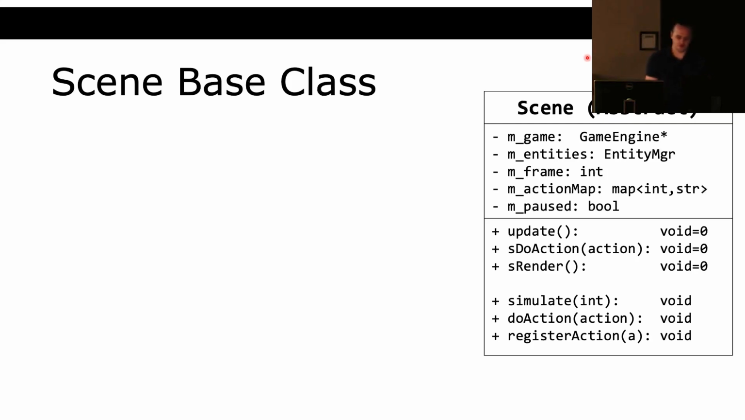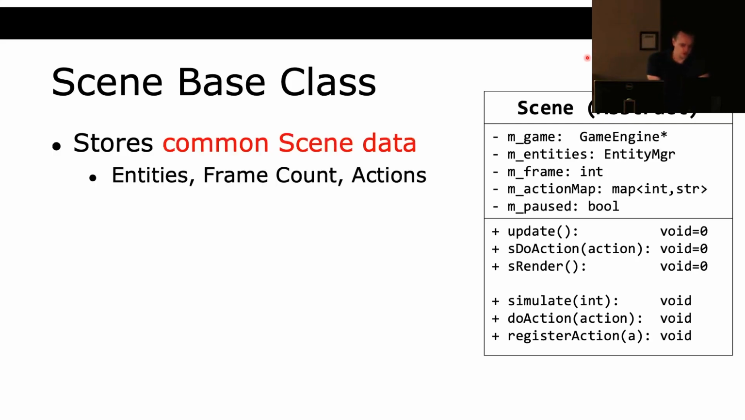So what's the stuff that's common to each scene? For example, each scene is going to hold entities. So each scene is going to have its own entity manager, right? If we just had one entity manager, how would we know which ones we're supposed to draw in this scene? So each scene is going to have its own entity manager.